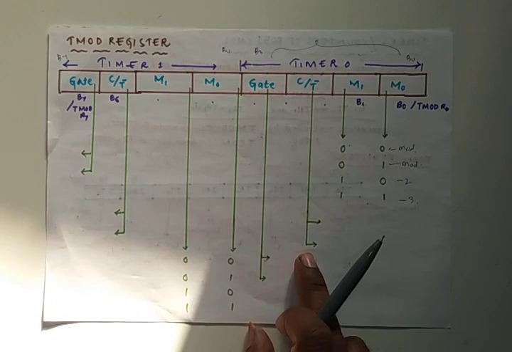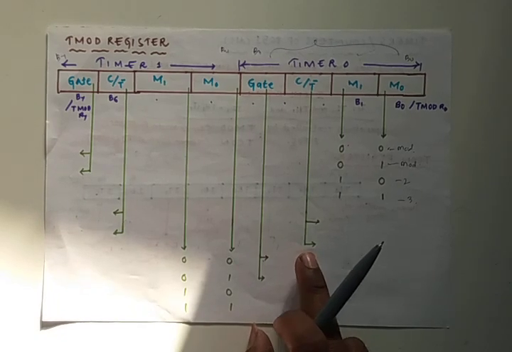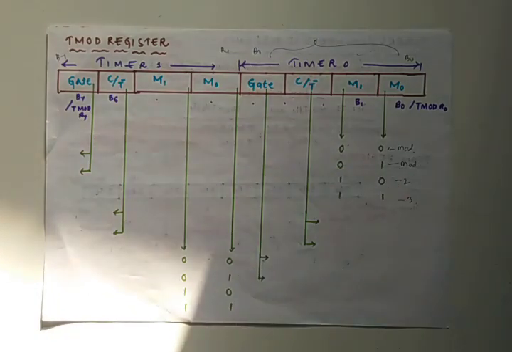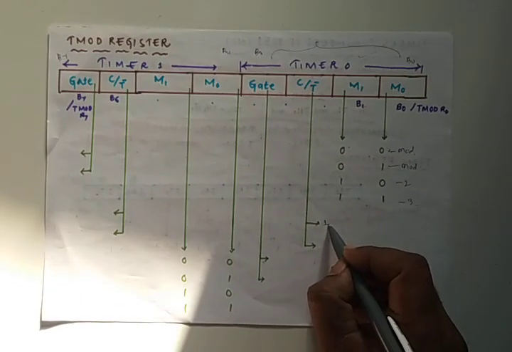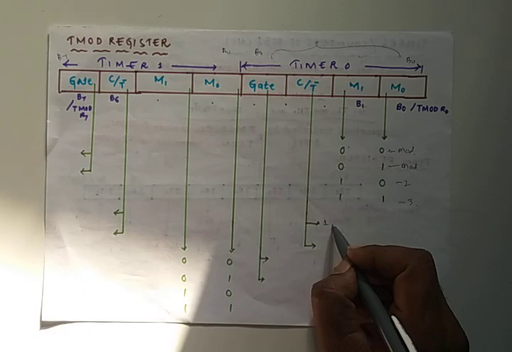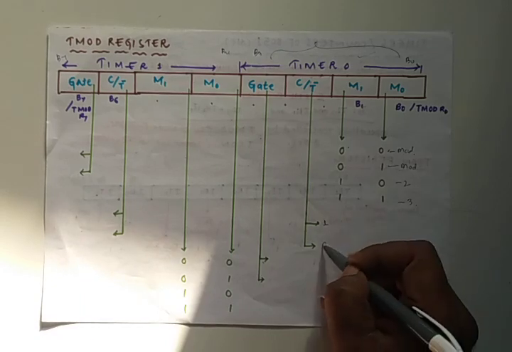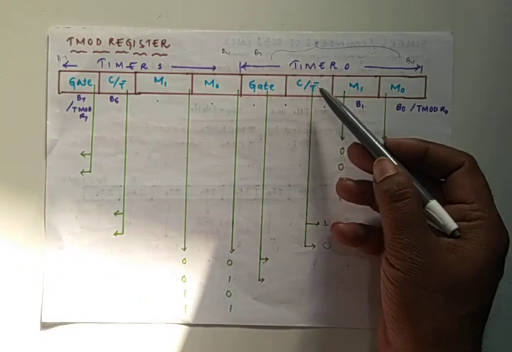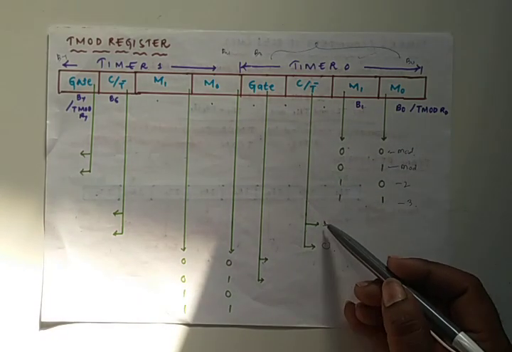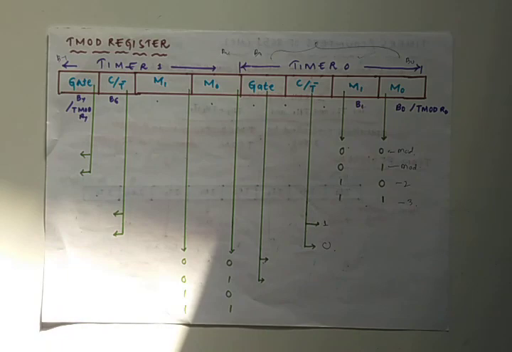Coming to the next bit, the counter 0 or timer 0 select bit. If it is programmed to 1, it is used for counter 0. If it is programmed to 0, it is used for timer 0. So if it is active low, it is for a timer. If it is active high, that is for a counter.